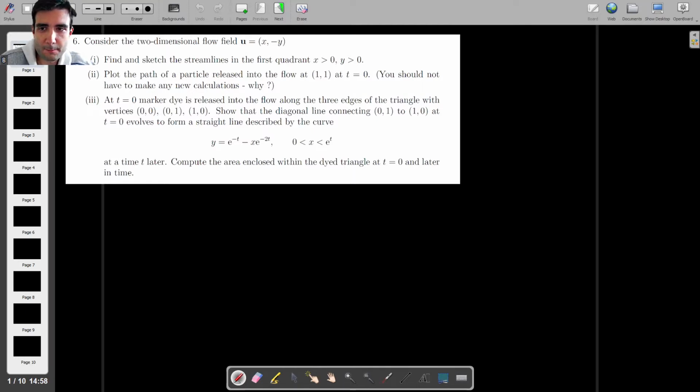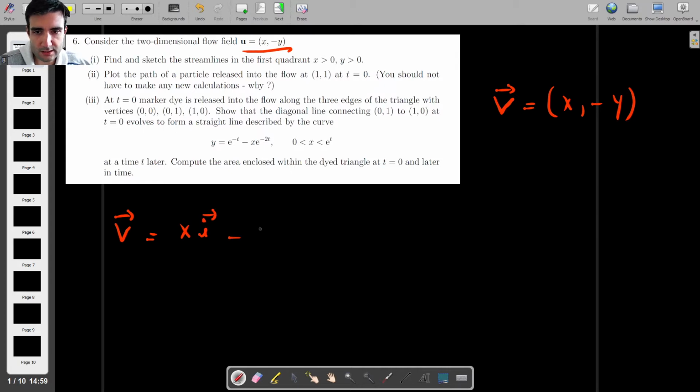So here's what we have. We're dealing with a two-dimensional flow field, which is given to us by this vector. So this is technically a vector field that I'll call, I don't really like using U for the vector field, so I use lowercase v with an arrow on top, and the components of that vector are going to be x and minus y. Okay, so v is therefore equal to xi minus yj, right? So i and j are the unit vectors.